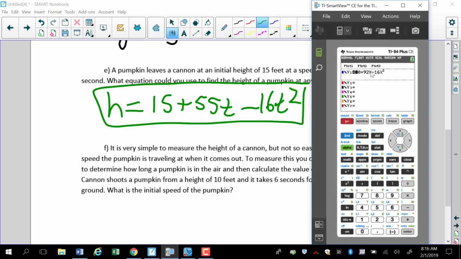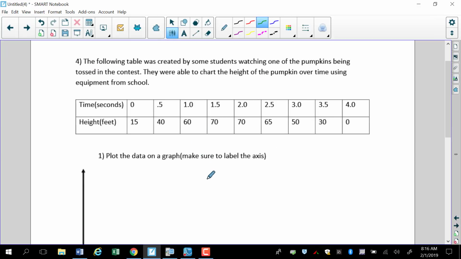What speed did I use? I used 92. So maybe if you want to increase this to 93, let's see if it hits it more perfectly. Okay, close enough, so it's going to land in about 6 seconds. And this is a way that you can adjust your window, practice working with your window and understanding what that middle term does. What I'd like to do now is let's graph this.